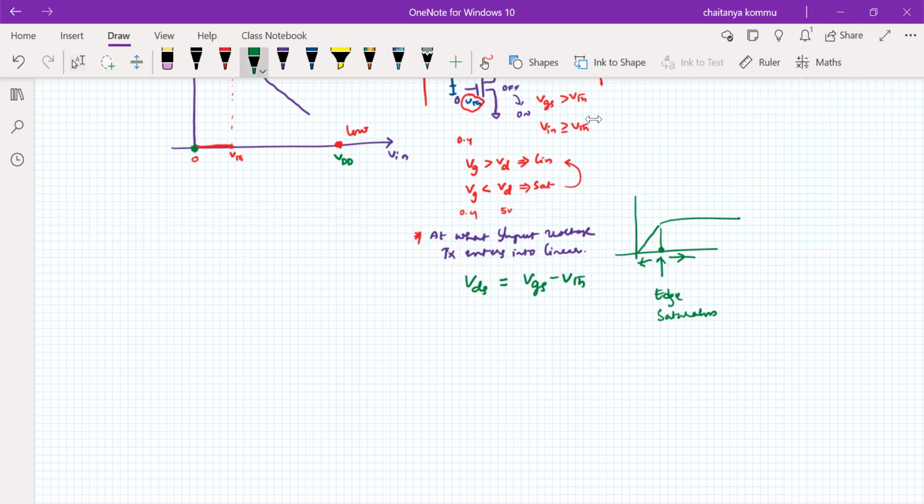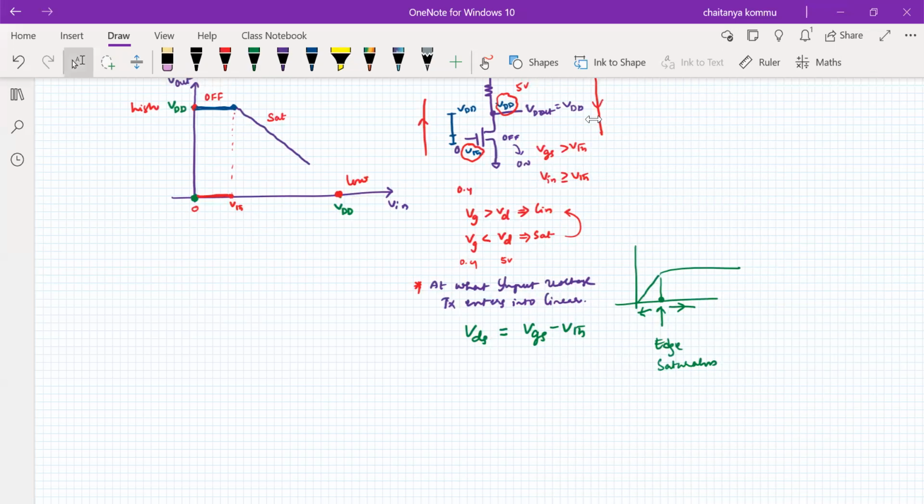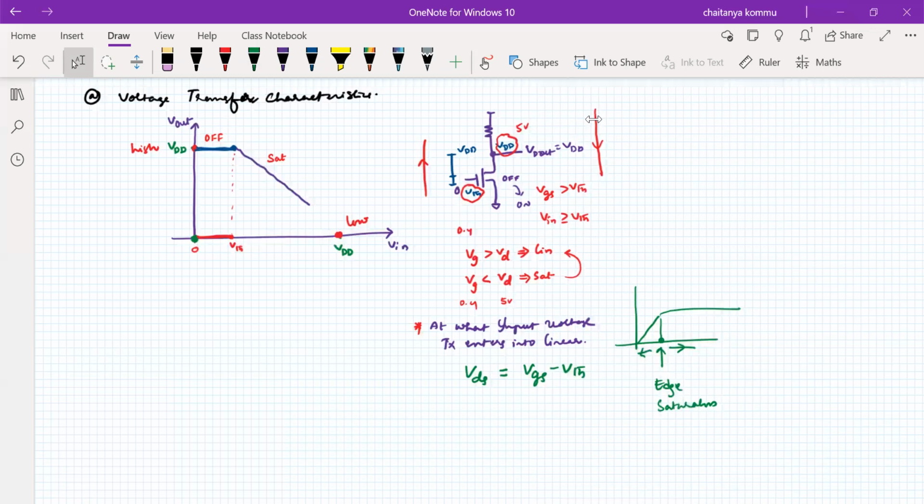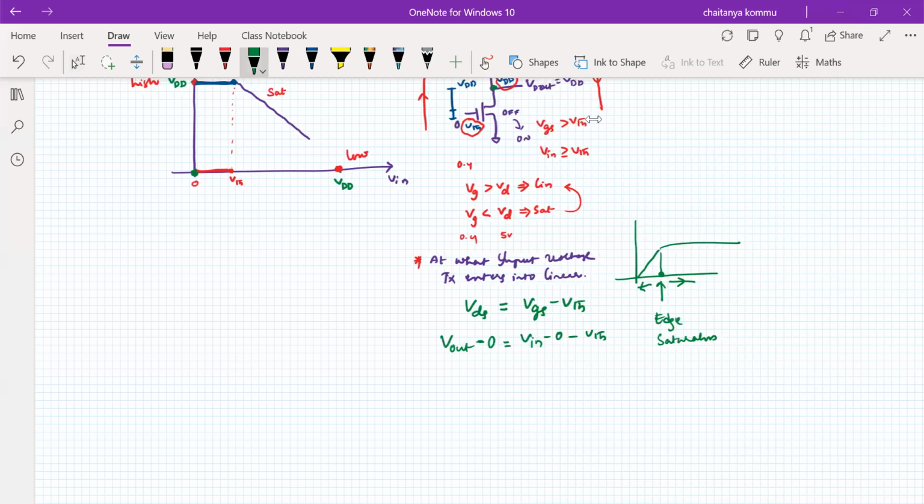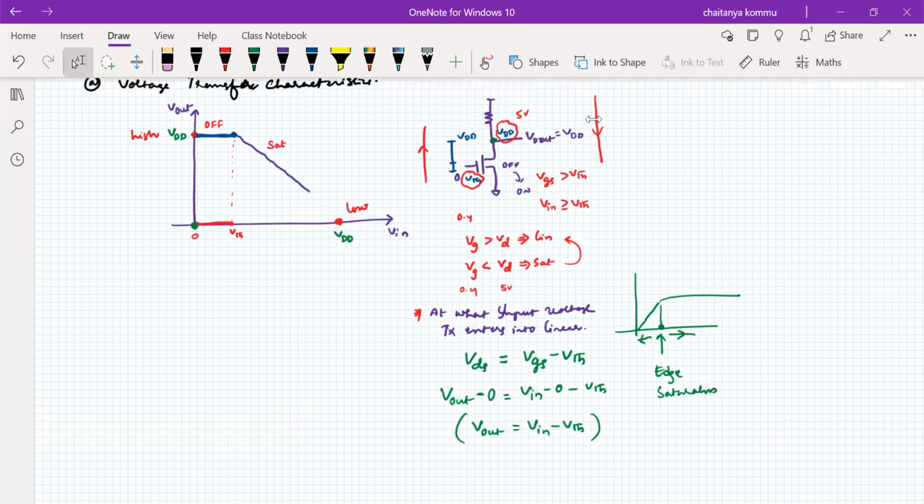Look, in this sense, what is the VDS value? As we can see from the diagram, VDS stands for VD of the transistor, which is at the output, right? Vout minus the source, which is at 0. What is the gate at? The gate is at VIN. Source is at 0 minus VTH. So therefore, Vout is equal to VIN minus VTH. So from Vout equal to VIN minus VTH onwards, the transistor will enter into the linear region.